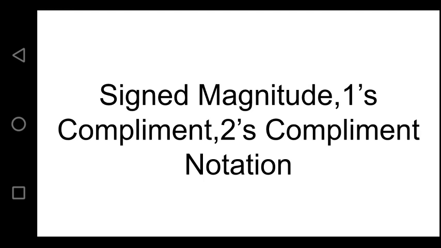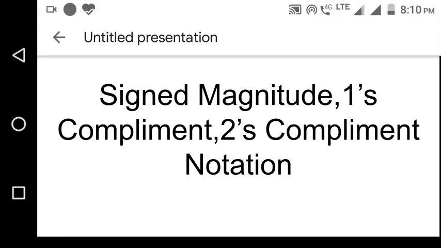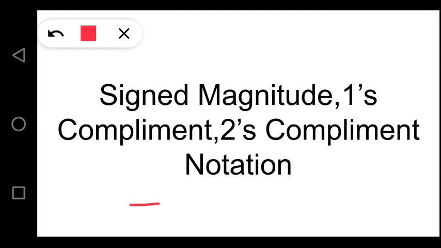All of you know that signed magnitude representation basically works on the principle of reserving a particular sign bit for any integer number. Let's take an example. If I have a number, minus 25, then what is its signed magnitude representation?